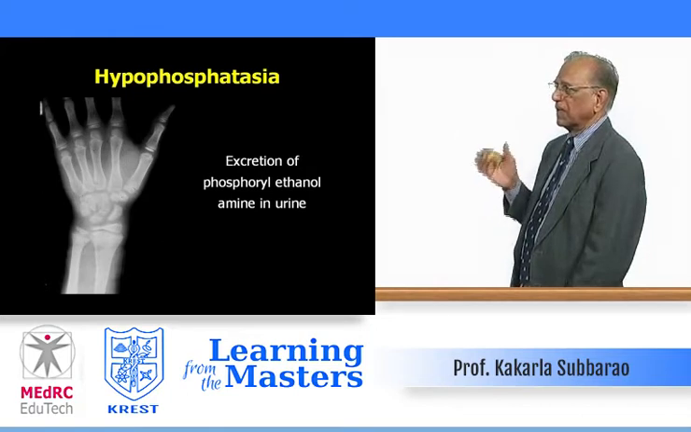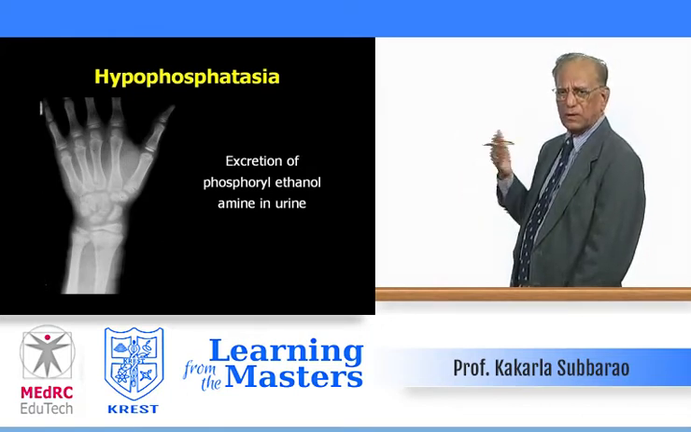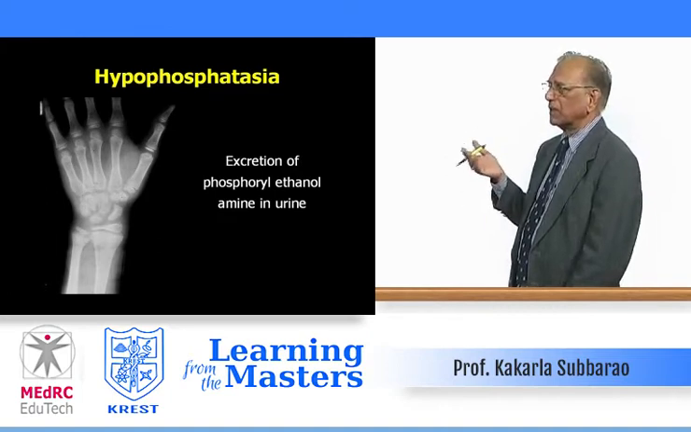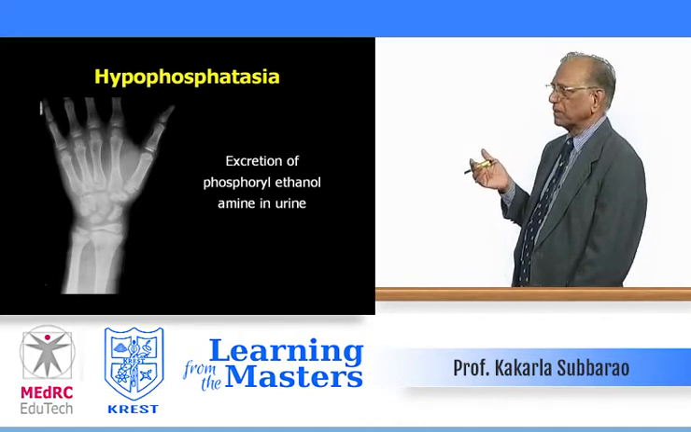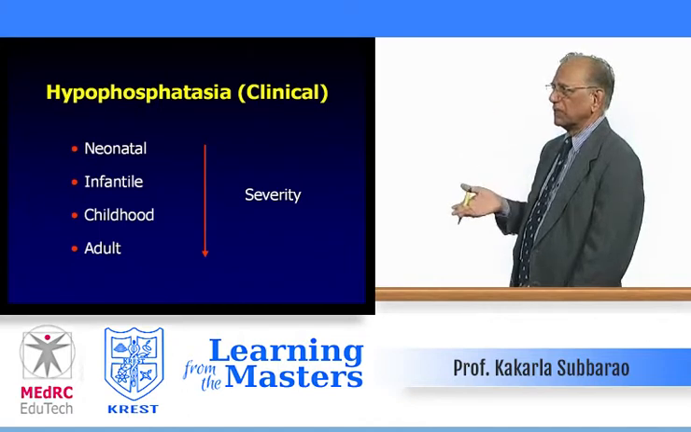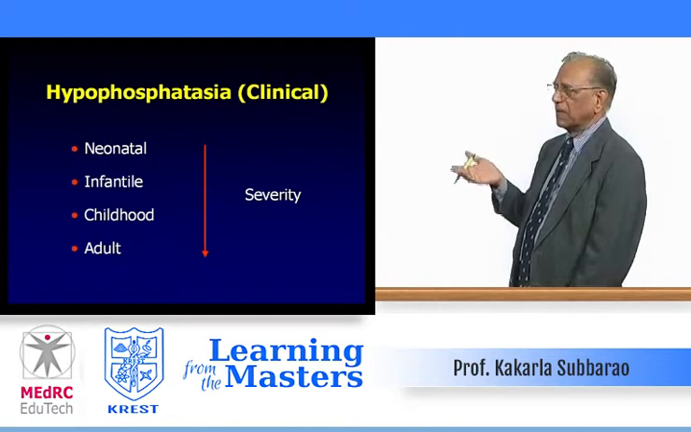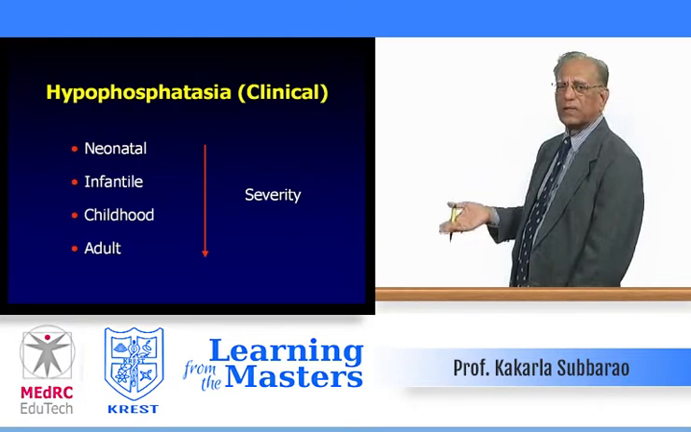Hypophosphatasia, that is excretion of phosphoryl ethanolamine in the urine. It is a developmental or congenital condition, and it often simulates rickets. One has to be very careful. But with vitamin D, it does not heal. In hypophosphatasia, there are several varieties: neonatal, infantile, childhood, adult. And as the child grows into adulthood, the severity decreases.